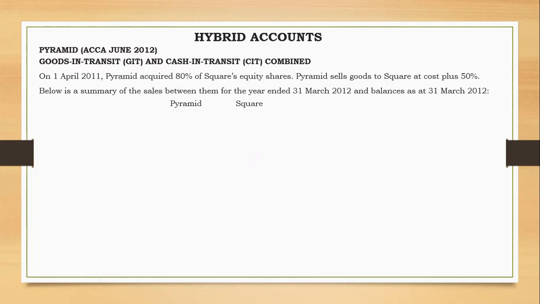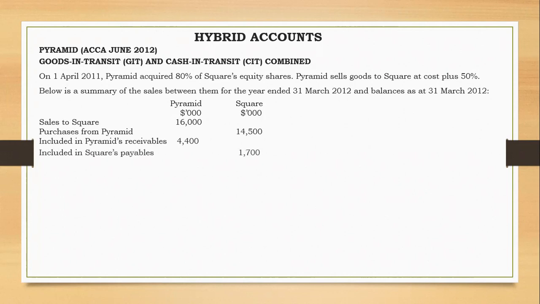Now, this is what we're given, Pyramid and Square. Then we're given amounts: sales to Square, 16,000. Purchases from Pyramid by Square, 14,500. And what is included in Pyramid's receivables, 4,400. And included in Square's payables, 1,700. So these are the intra-group transactions and balances. Receivables and payables are intra-group balances, while sales and purchases are intra-group transactions. We know that we usually have to eliminate these ones. But how do we go about this?